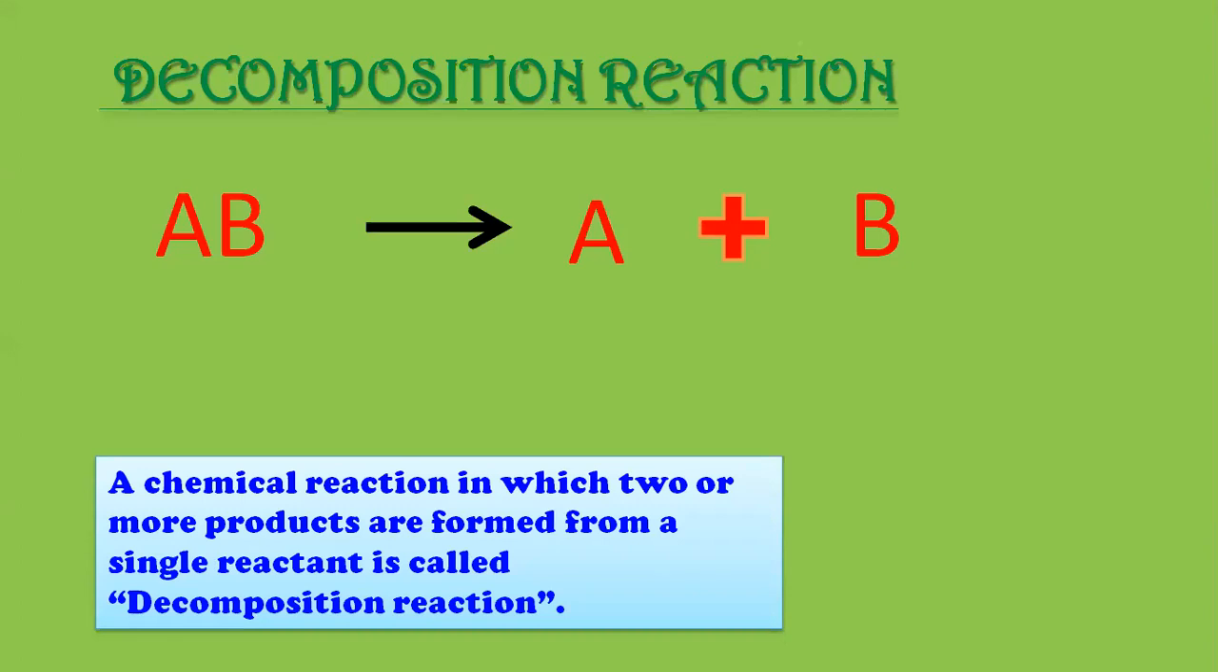Just write the equation, which is AB giving me A plus B. And how do I define it? A chemical reaction in which two or more products are formed from a single reactant is called decomposition reaction. I hope that you all have finished writing. You can raise your hand and let me know that you've already finished writing so that I move ahead with the examples.